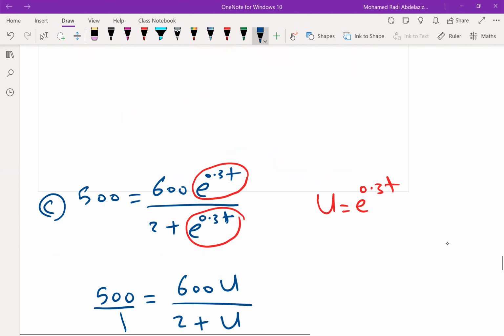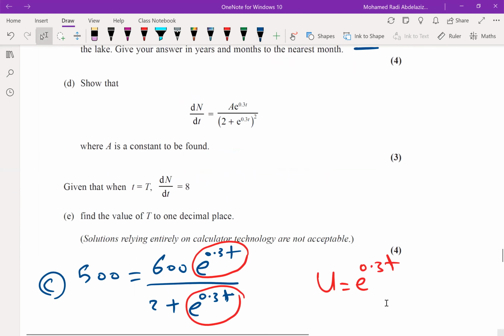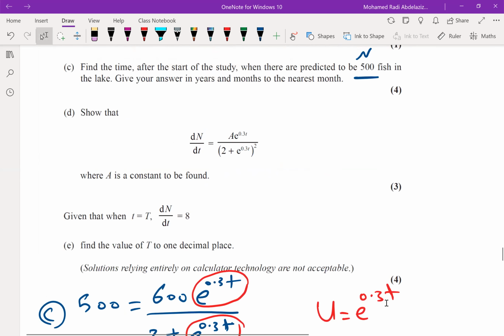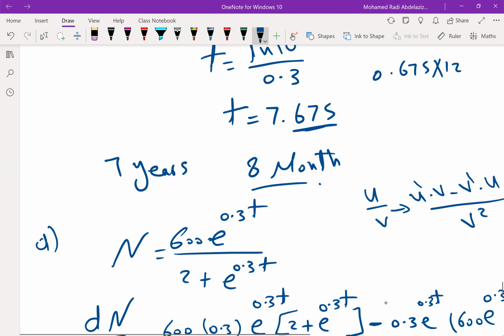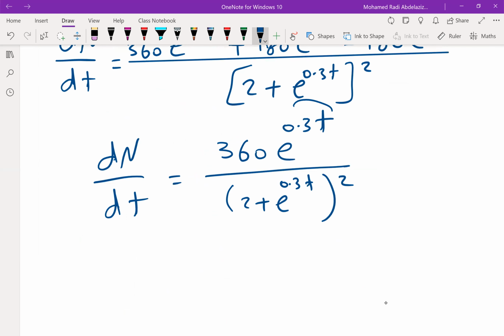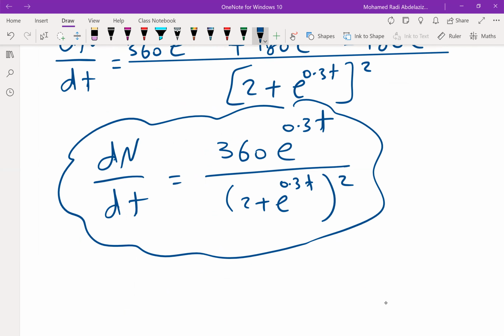By looking at the question again, it asks to show that dN by dt is equal to this, where a is a constant to be found. We already have it. This is the final answer for dN by dt, where a is equal to 360.